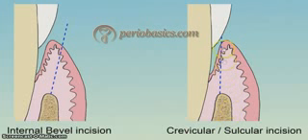Now this incision that you see here is called the sulcular or crevicular incision. It is directed towards the alveolar crest from the gingival crevice. This is also used in the modified Widman flap or the modified flap operation.